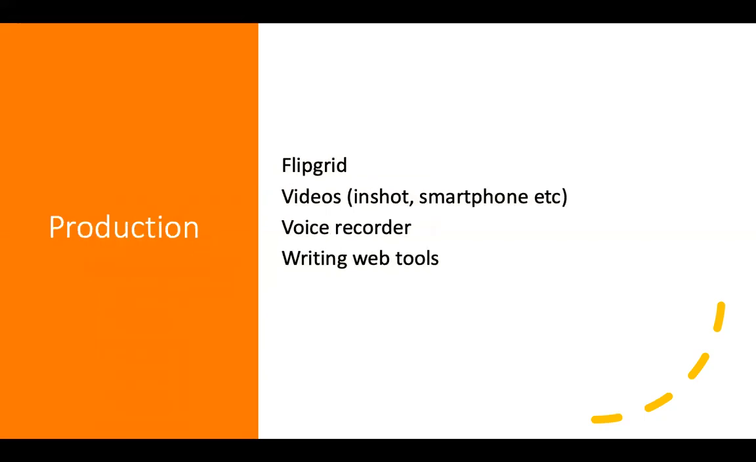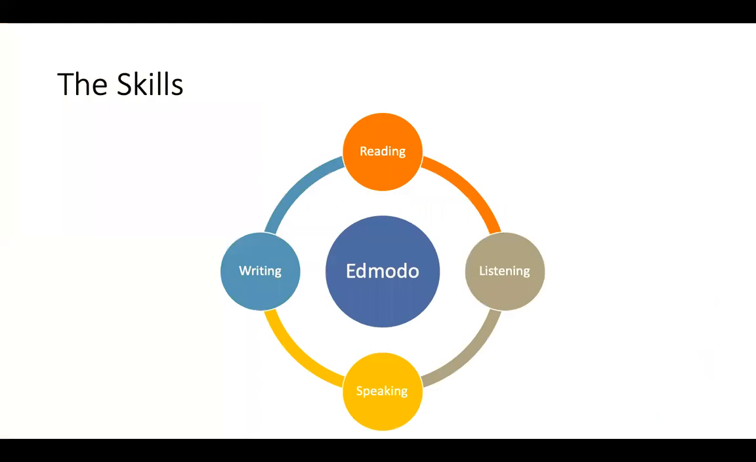And for the production stage, which is the most difficult one, as we said, you can use Flipgrid. You can have them shoot videos, record their own videos, or they can use the voice recorder if you ask them, for example, to give their opinion on something, or to read aloud something, or to do a pronunciation exercise. And of course, there are writing web tools, especially very well designed for higher levels, though. There is a lack of tools for writing tasks for lower levels.